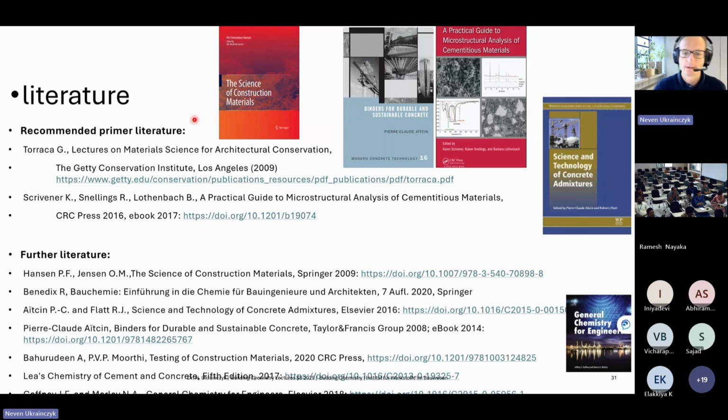So this is the literature I collected for you. Probably you know this microstructural analysis. This is a very good tool; you can do all the characterization techniques if you follow this book.